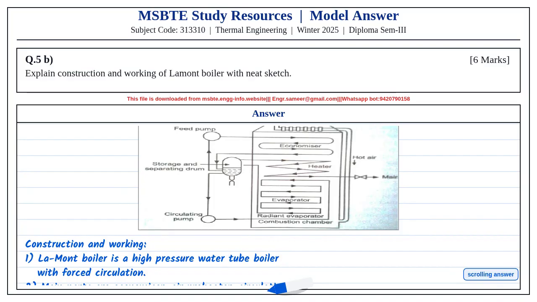Now let us read the answer. Lamont boiler is a high-pressure water tube boiler with forced circulation. Its main parts are economizer, air preheater, circulating pump, evaporator tubes, drum and superheater. Water from drum is forced by circulating pump through evaporator tubes. The steam water mixture returns to separating drum. Steam is then superheated and supplied to turbine.